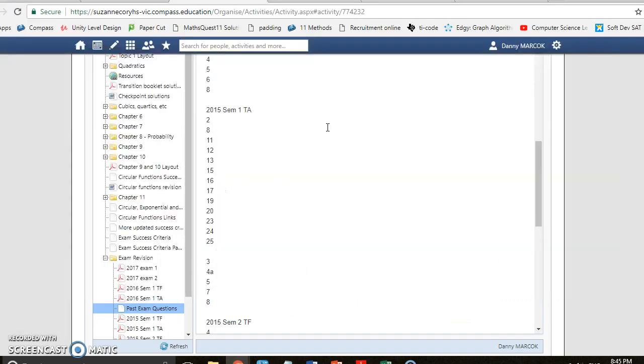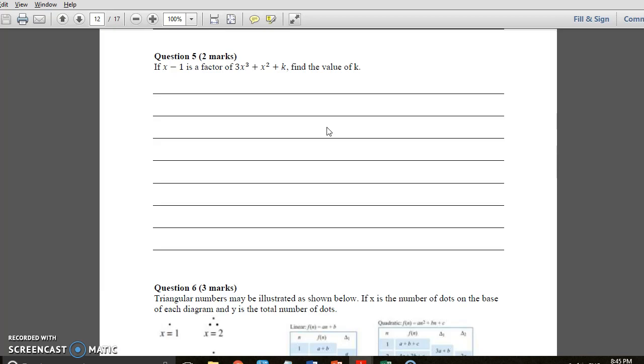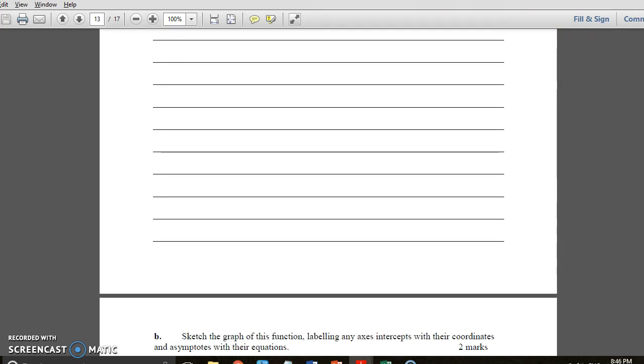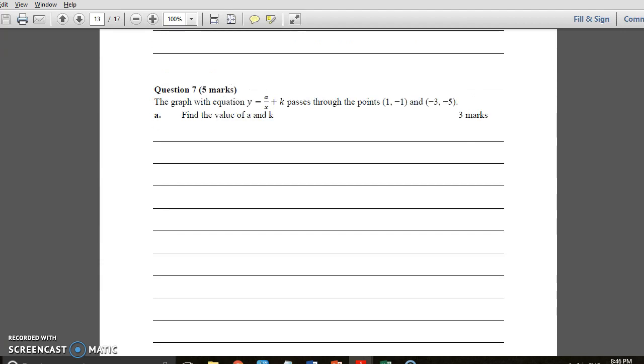Okay, let's see what else is there. Question 7. The graph of the equation y equals a over x plus k passes through these 2 points. Find the value of a and k. For this kind of thing, we've got a set of simultaneous equations.